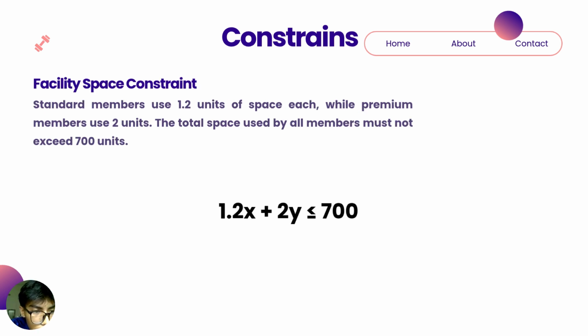And the second constraint is the facility space constraint. Standard members use 1.2 units of space each, while premium members use 2 units, and the total space used by all members must not exceed 700 units. This means that the total space available is 700 units. So 1.2x + 2y ≤ 700.